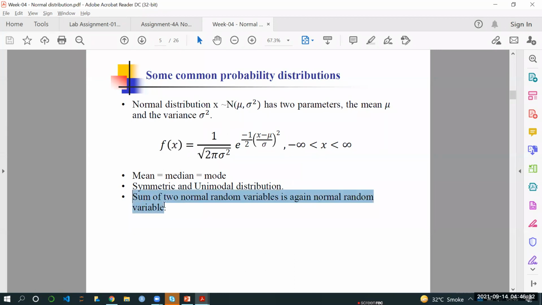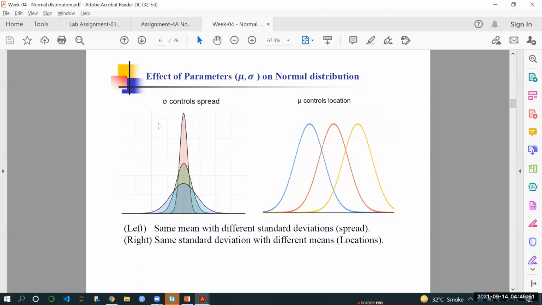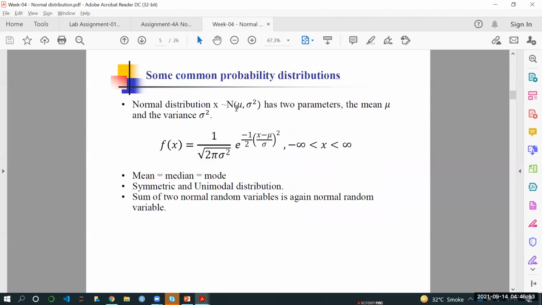This is also important: if you add normal distributions, then the resulting distribution will again be a normal distribution. So these are good qualities of a simple normal distribution. We are not doing mathematical derivations, so that's the only property that we can explain. There are two parameters, mu, the mean value, and sigma square, the variance.